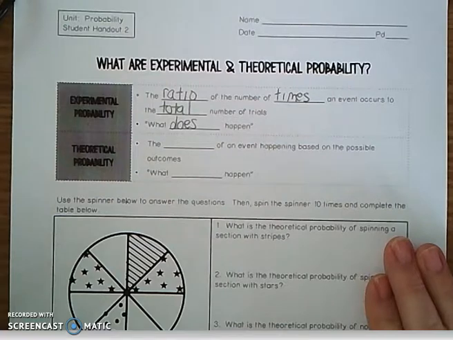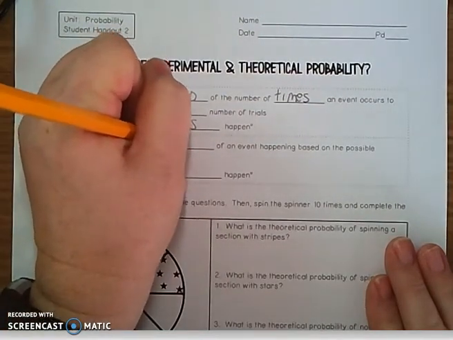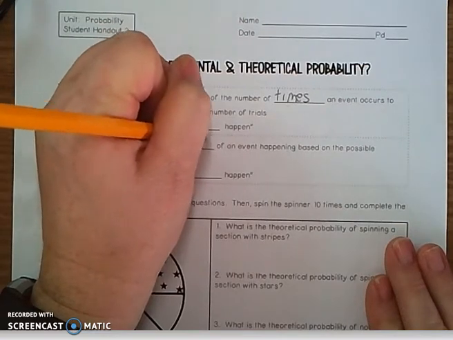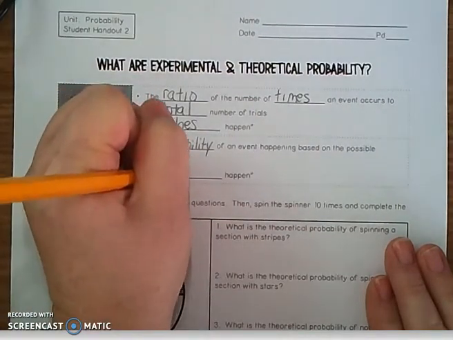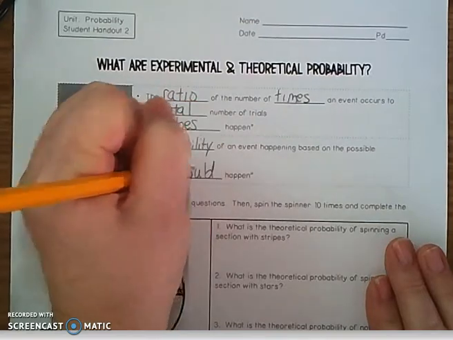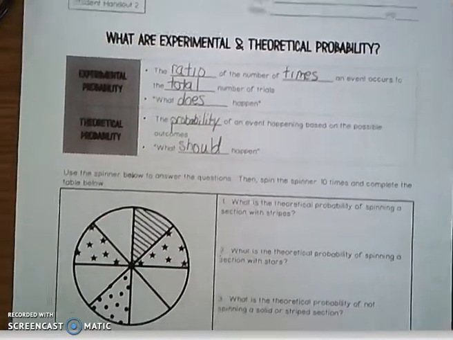Theoretical probability is the probability of an event happening based on the possible outcomes. This is what should happen. Experimental probability is what does happen. Theoretical is what should happen.